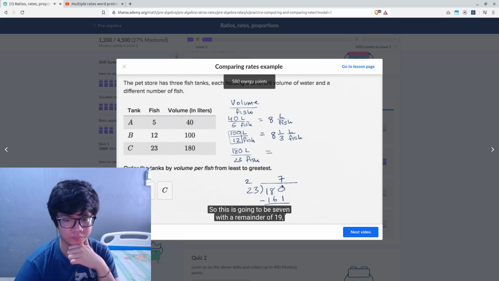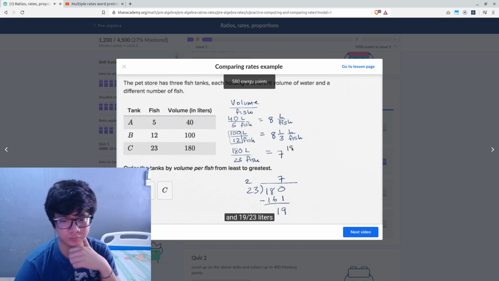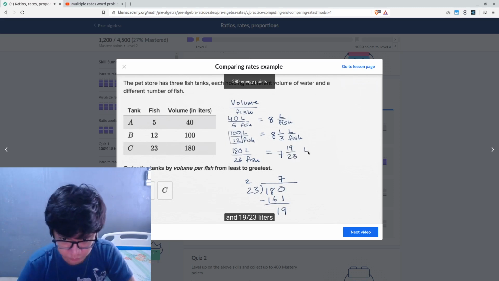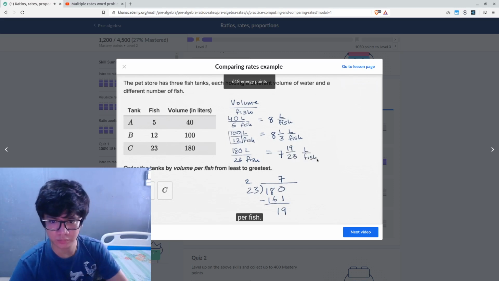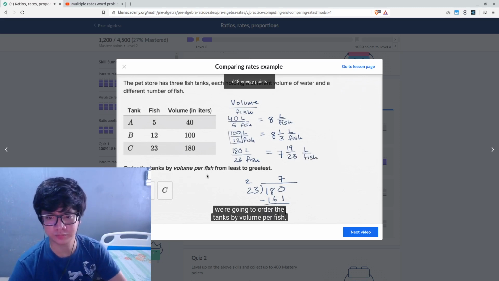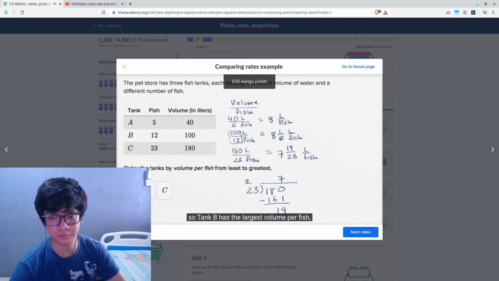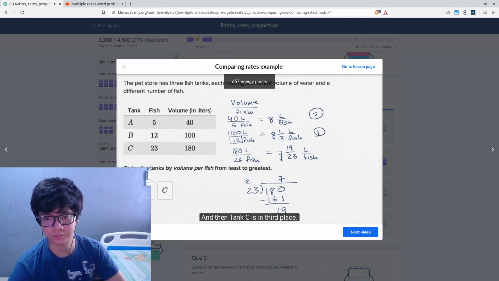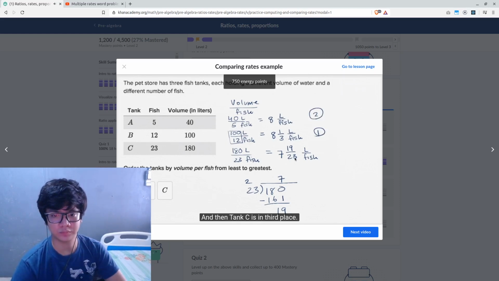So this is going to be 7 with remainder 19, or you could say this is 7 and 19/23 liters per fish. So we're going to order the tanks by volume per fish from least to greatest. So tank B has the largest volume per fish, 8 and 1/3 liters per fish. So this is in first place. And then tank A is in second place. And then tank C is in third place.